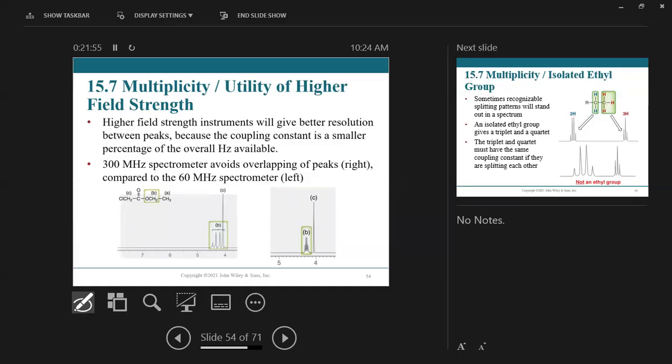So here we see a 300 megahertz magnet. Here would be a 60 megahertz. You can see right here with the 60, we're having overlap. Here, resolution means can we see the peaks? And here we see the resolution right here, because we're able to distinguish between B and C.